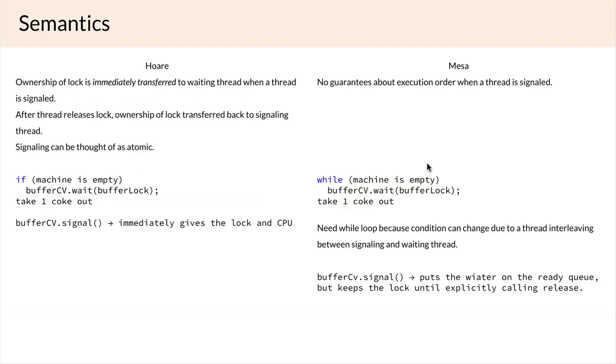And to avoid further confusion, I mentioned this term Mesa semantics. What does that mean? So condition variables can work one of two ways. Mesa semantics is what we discussed before, where when we call signal, we're just going to put one waiter on the ready queue, but we keep the lock until explicitly calling lock release. In Hoare semantics, when we call signal with a condition variable, we signal a waiter, but we actually immediately give away the lock and the CPU to that waiter. And so there's a difference between this atomic transfer of the lock and the CPU in Hoare semantics versus in Mesa, once we call signal, we just mark a waiter as ready. That doesn't mean that we actually run the thread or schedule it or anything.